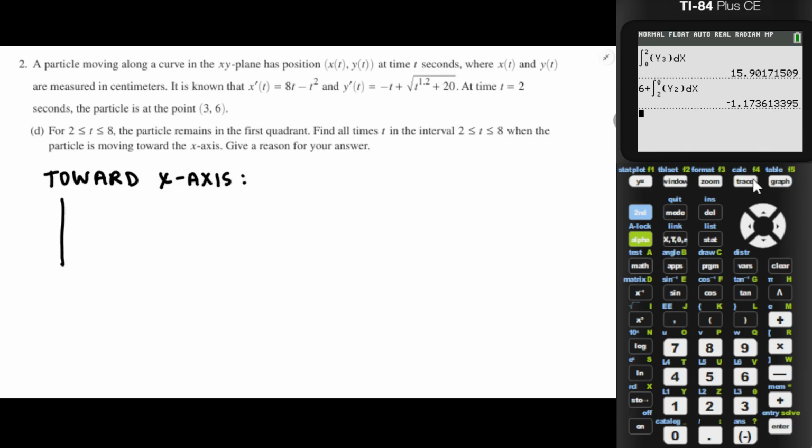Okay, I'm in the first quadrant, so there's my y-axis. Okay, that's not very good. I can do better than that. Here's my x-axis, and if the object is moving toward the x-axis generally, that's going to be that y is decreasing. So I need y prime of t less than 0 on the interval 2 to 8.